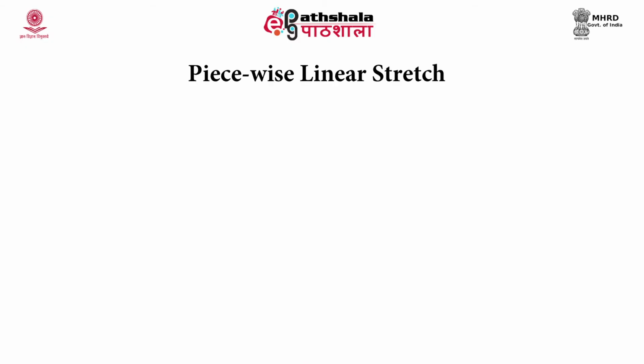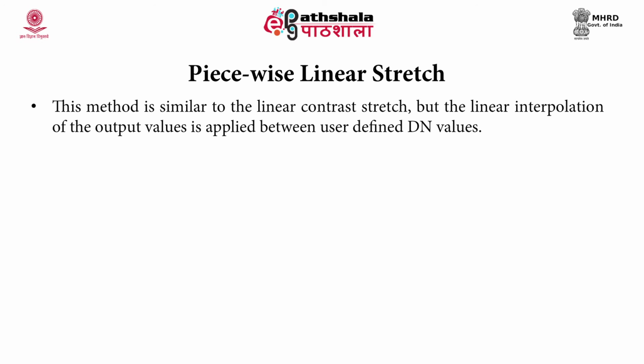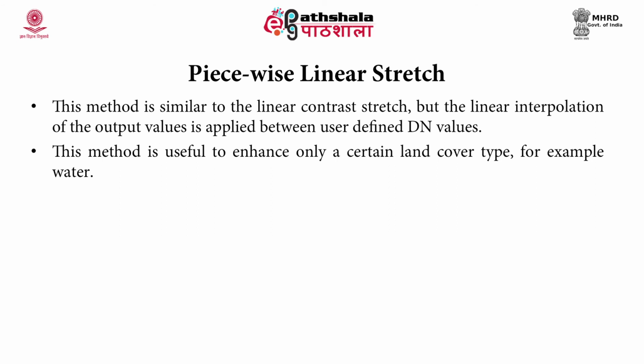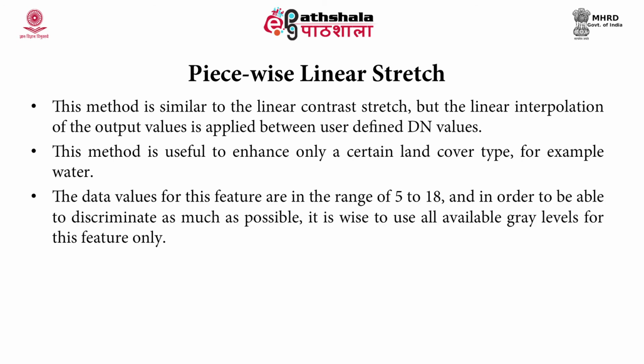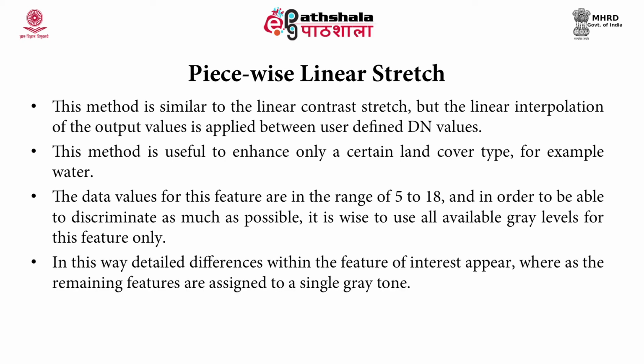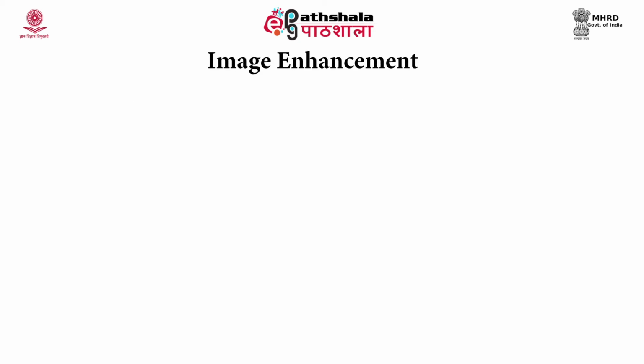The next technique is piecewise linear stretch. This method is similar to the linear contrast stretch, but the linear interpolation of the output values is applied between user defined digital number values. This method is useful to enhance only a certain land cover type, maybe for example water. The data values for this feature are in the range of 5 to 18, and in order to be able to discriminate as much as possible, it is wise to use all available gray levels for this feature only. In this way, detailed differences within the feature of interest appear, whereas the remaining features are assigned to a single gray tone. Another technique in enhancement is spatial filtering.